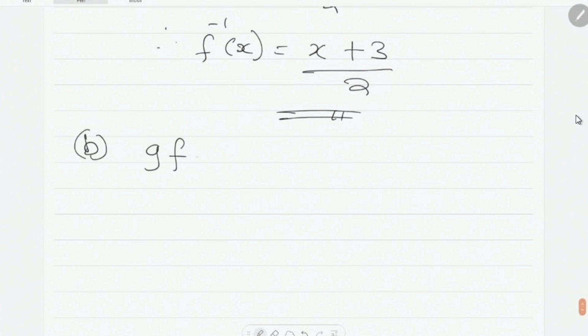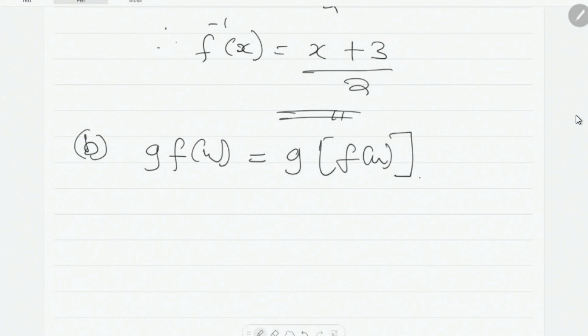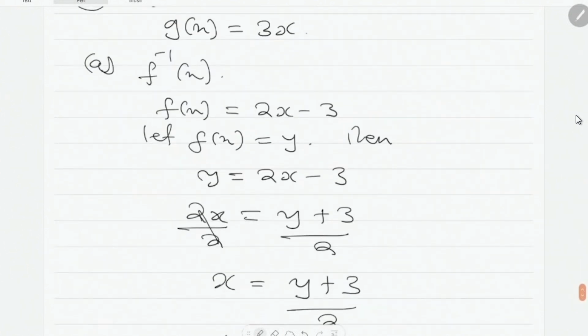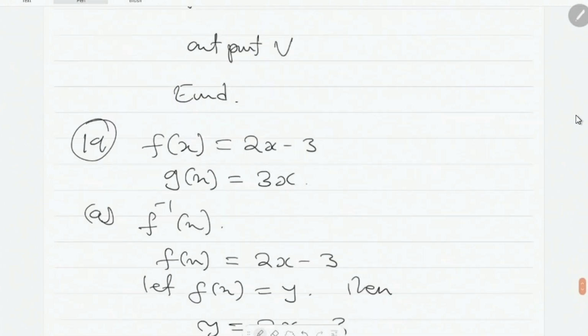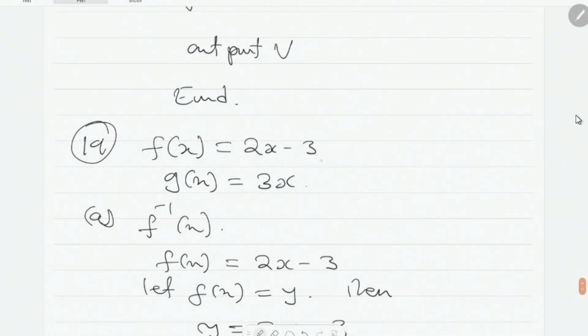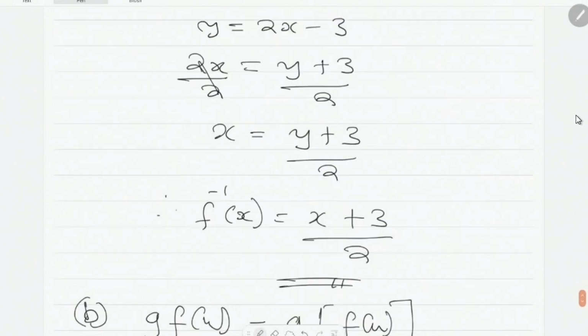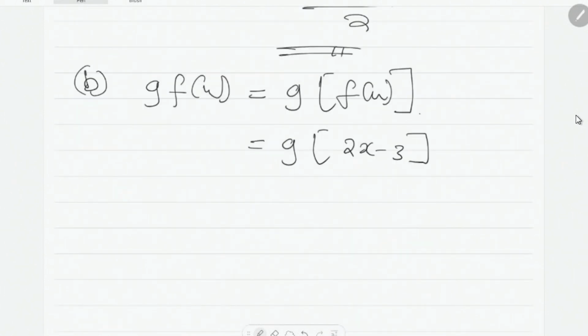Then we go to part B of the question, g f of x. So g f of x is a compound function, or we can also call it function of a function. And g f of x, what it means is that you have the function g, and f of x is supposed to be the object of the function g. So it is a function of a function. So I'll actually replace f of x by the function, which is 2x minus 3. We are given g there, so I'll replace f of x with 2x minus 3, like that.